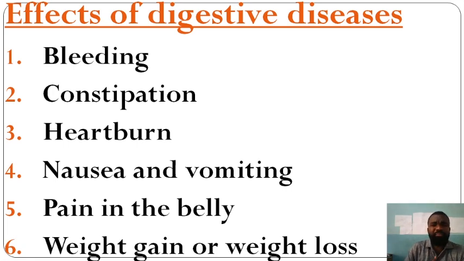Heartburn. When you feel that pain in your chest, you say, "Mommy, my chest is paining me." Some of us use this wrong English. No. It's called heartburn. Most of the time, when you take peppery food, it's not your chest that is paining you. It's called heartburn. It's the pain in the chest. Nausea and vomiting. These are effects of digestive diseases. Of course, you know what it means to vomit, to throw up the food you've eaten.